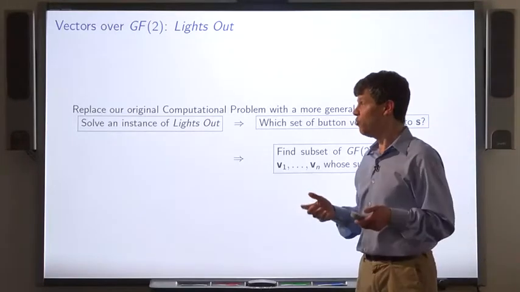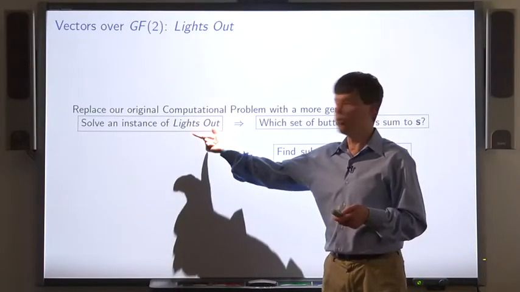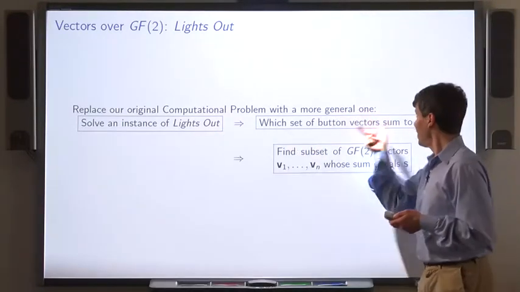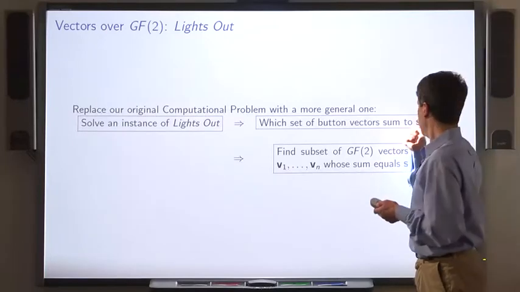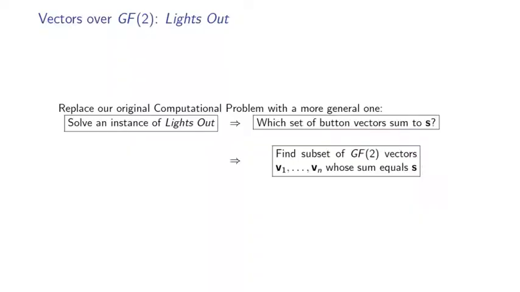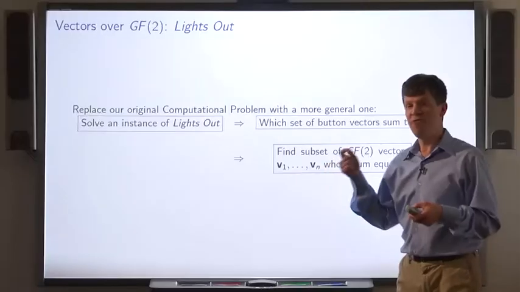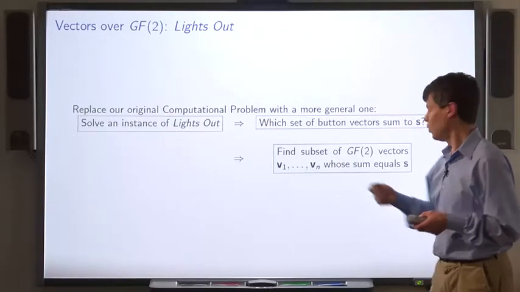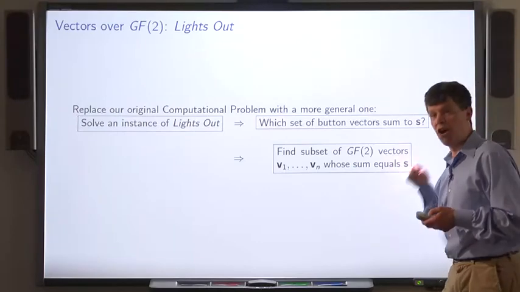Thus, we've reduced the problem of solving an instance of Lights Out to finding which set of button vectors sum up to the vector representing the initial configuration. A more general version of that problem is, given a bunch of vectors over GF2, find a subset whose sum equals some target vector S.